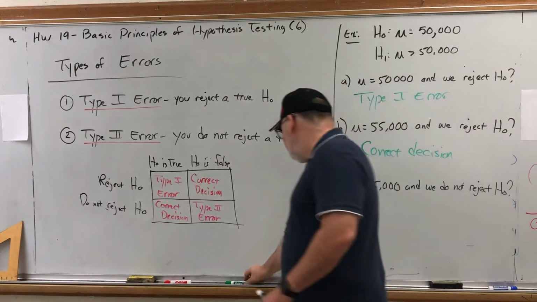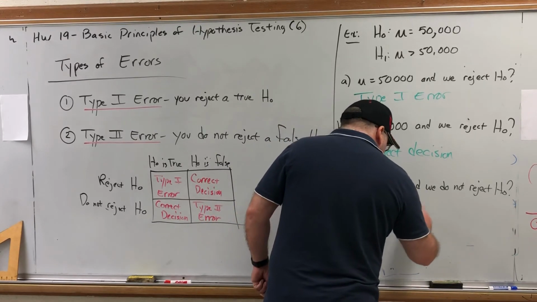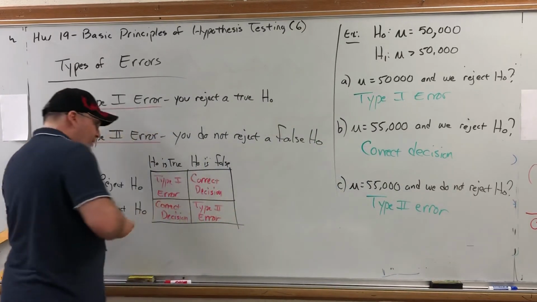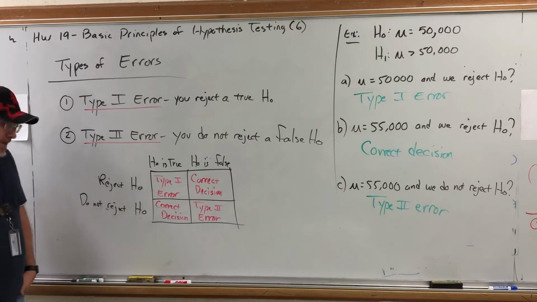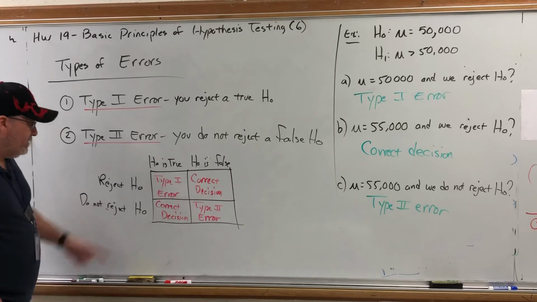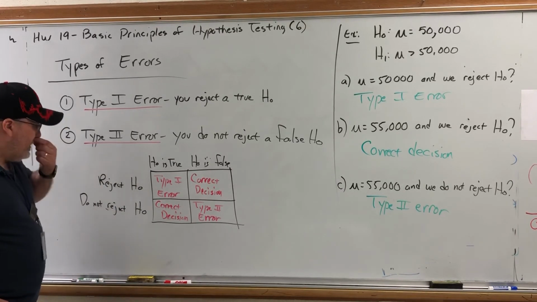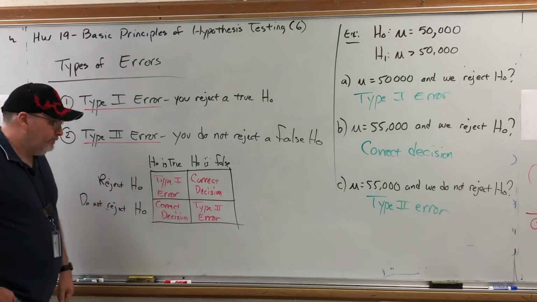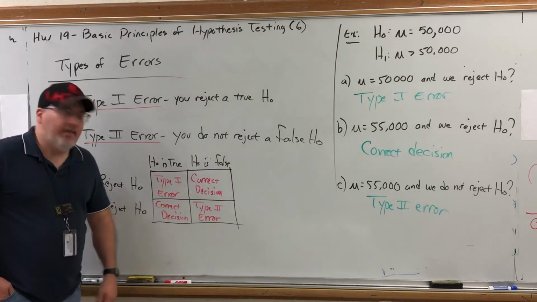If we do not reject a false null hypothesis, that's a type 2 error. So when you're determining what type of error has been made, it all boils down to, is the null hypothesis true or false? And did we make the correct decision based on it? If it's false and we rejected it, that was the right decision. If it's true and we didn't reject it, that was also the right decision. However, if the null was true but we rejected it anyway, we made a type 1 error. And if the null was false but we didn't reject it, that was a type 2 error.